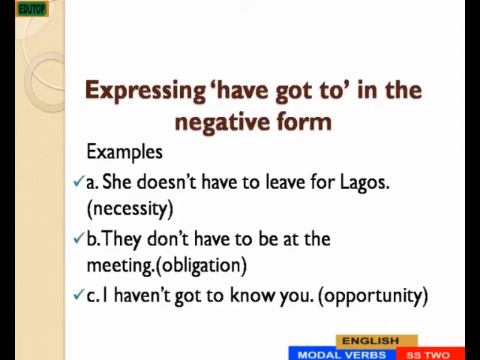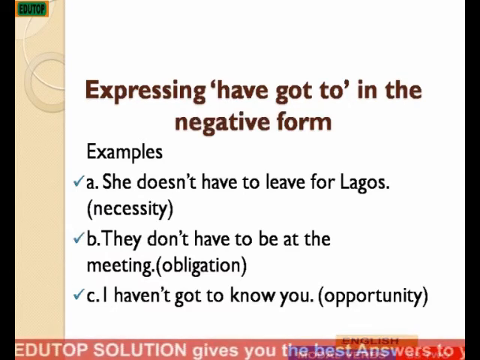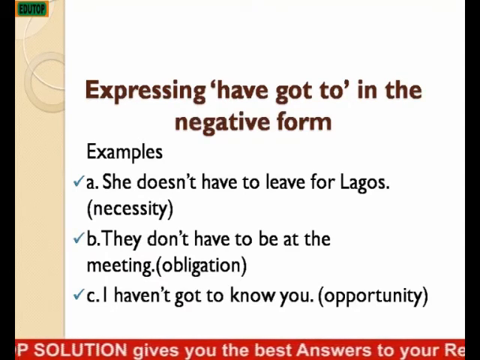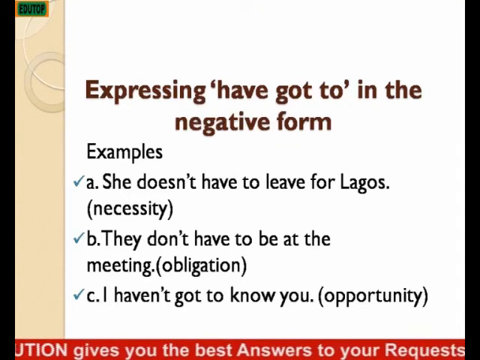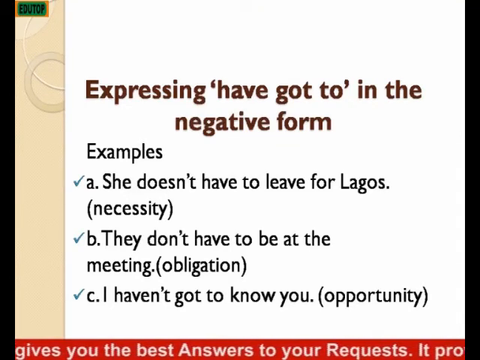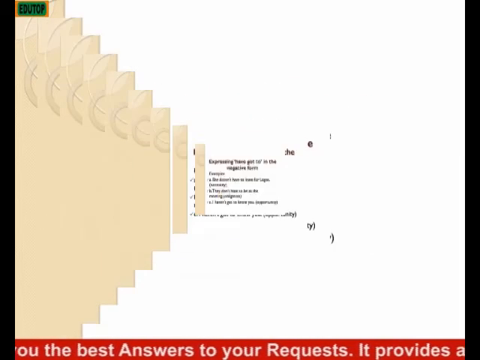Have got to could be used in the negative form. Examples: she doesn't have to leave for Lagos. This is expressing necessity. They don't have to be at the meeting. This is expressing obligation. I haven't got to know you. This is expressing opportunity.